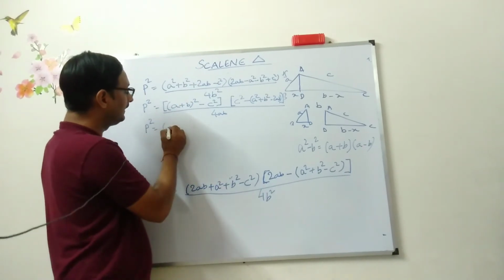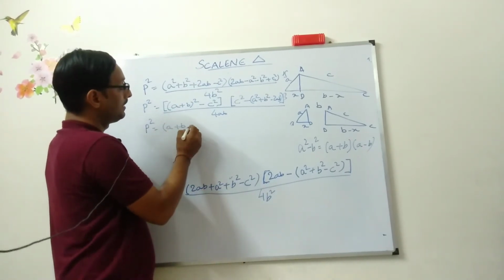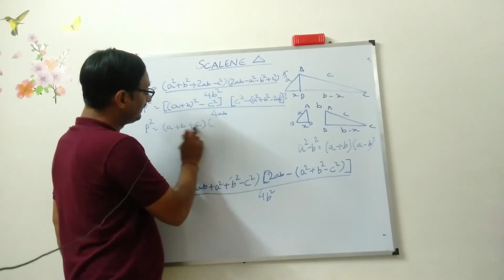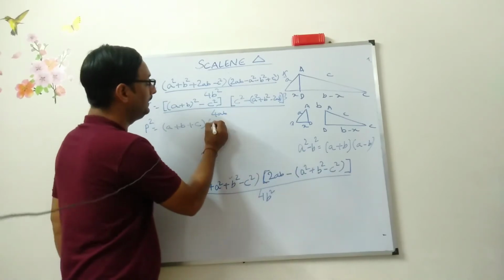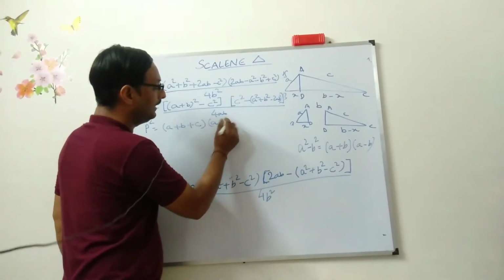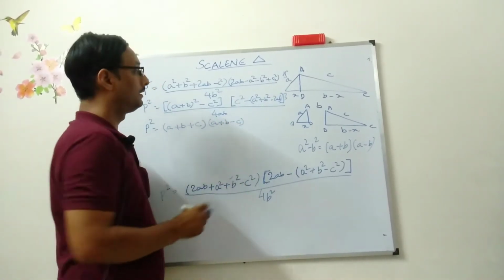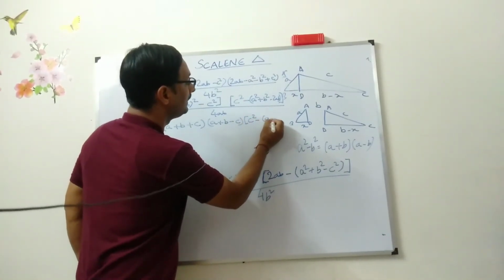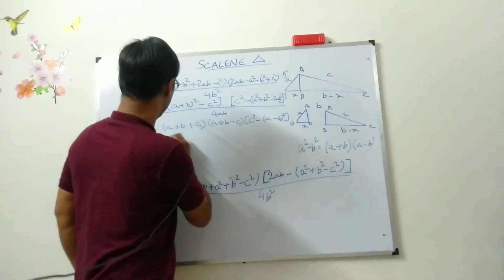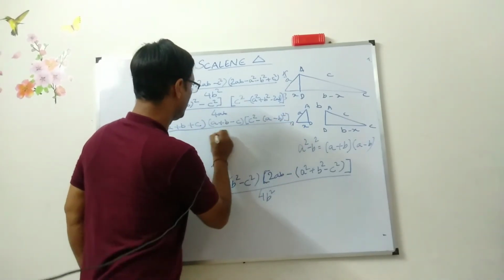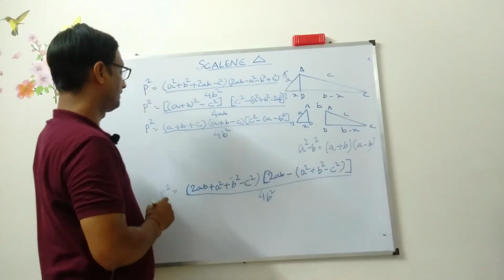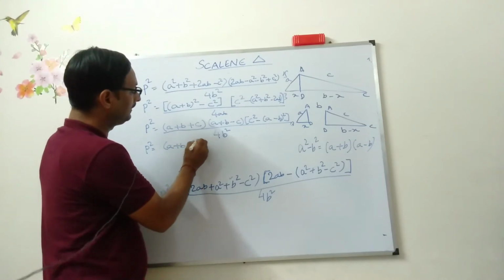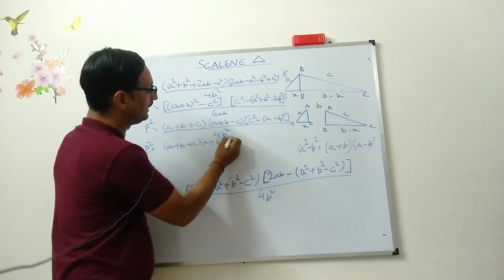What is a in this case? A plus b. Plus, what is b in this case? C. This is a plus b. And what is a minus b? A plus b is a minus b. And this you can write like this: c square minus a minus b whole square. You have to write this as it is, because you don't need to do anything with this.